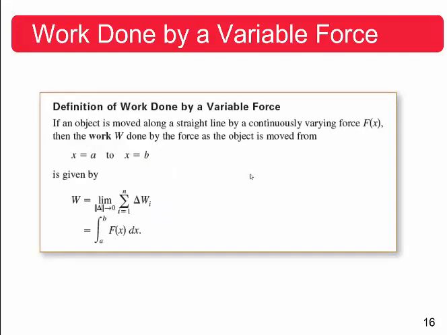All right, so the definition here: if an object is moved along a straight line by a continuously varying force, and we have a function that defines the force, then the work done by the force as the object is moved from x equals a to b is given by the integral from a to b of the force function with respect to x. That's it.